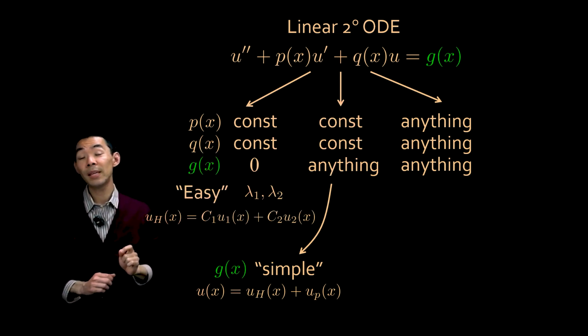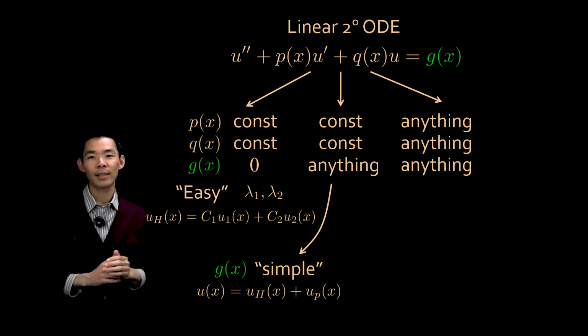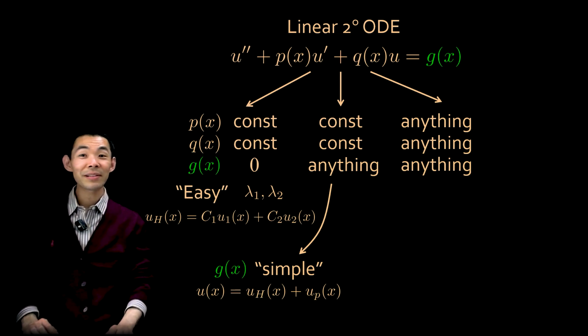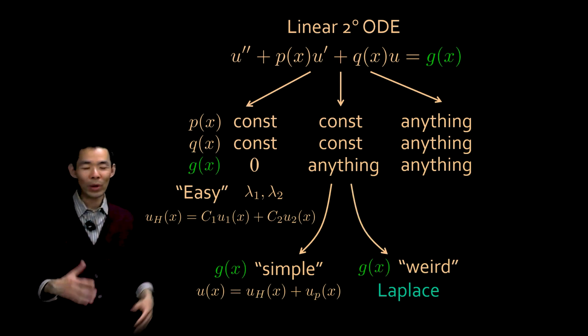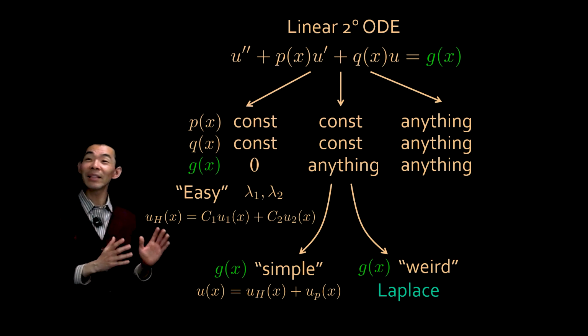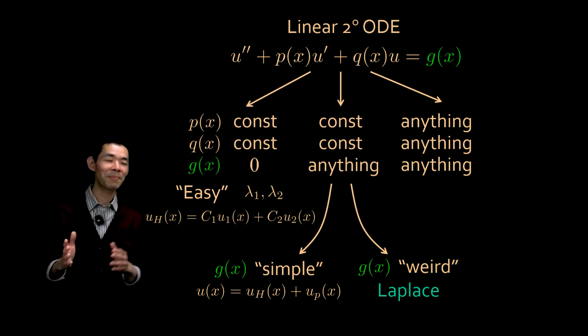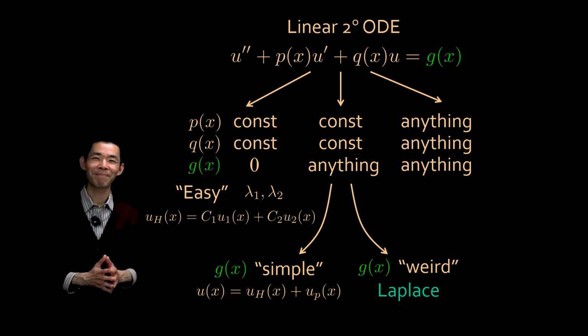Basically, this u sub p term, the particular solution, handles the right-hand side term g of x. It takes care of that fully for you. Now, when g of x is a weird or unusual function, like a Dirac delta function or a step function, which we're going to talk about in a little bit, then there's a much more elegant technique called the Laplace transform technique that we're going to cover in this class in a couple of lectures.